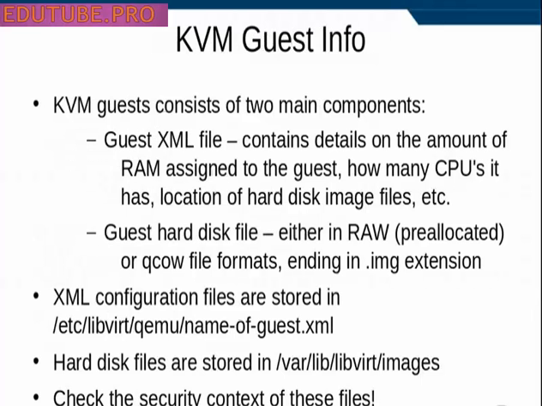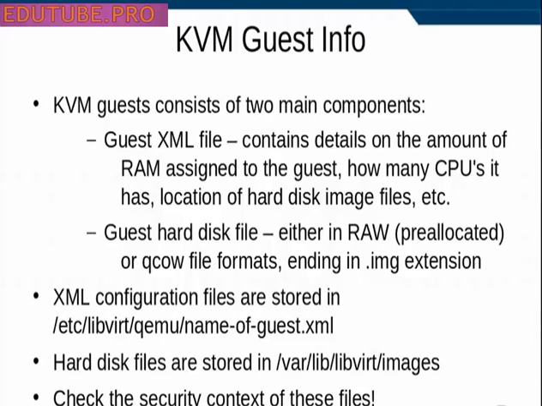A KVM guest consists of two main components. First, you have the guest XML file, which contains hardware assignments such as how much RAM the guest will use, how many virtual CPUs it has, where the virtual hard disk image files are located, and lots of other information. The second component is the hard disk image files themselves. These will be formatted in either RAW or pre-allocated formats or the QCOW file format. Both image files will end in the .img file extension. We will discuss the differences between these two file formats in a later video.